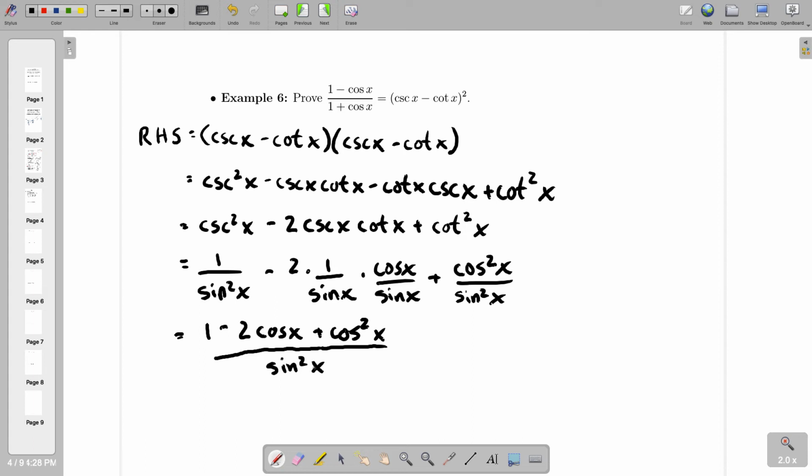Now let's think about what we've got going on here. We know that ultimately we want just cosines in the bottom. We don't want sine squared in the bottom. So let's think about how do you replace sine squareds with cosines, right? Well, we do know that taking the Pythagorean identity and subtracting cosine squared from both sides of it gives us this equality here. So we can replace the sine squared on bottom with 1 minus cosine squared.